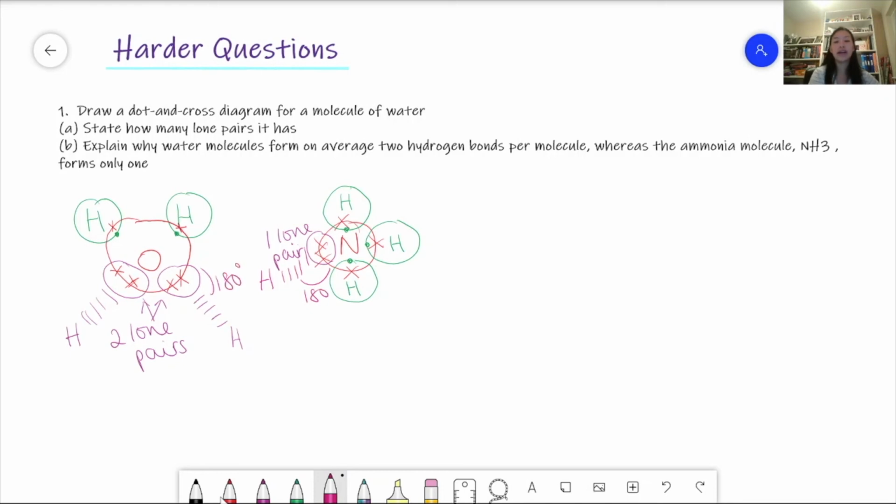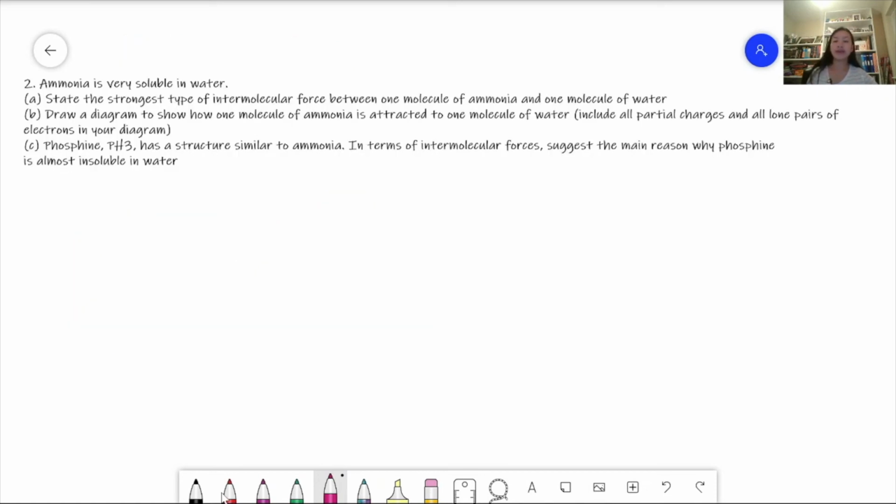And that's why it only forms one, because it has 1 lone pair, compared to water, which has 2 lone pairs, so it can form 2 bonds with hydrogens. So before we start on number 2, feel free to pause on the video and try it yourself first.